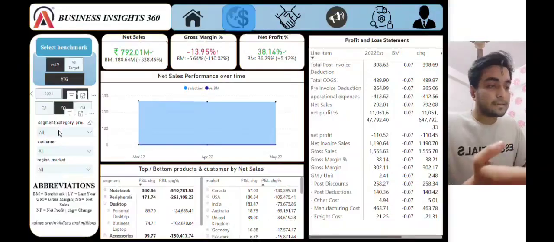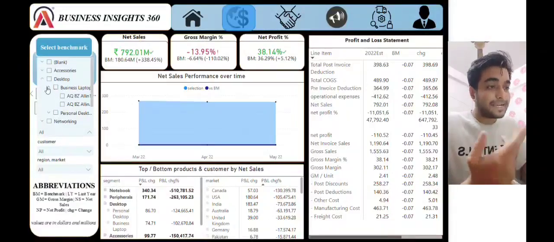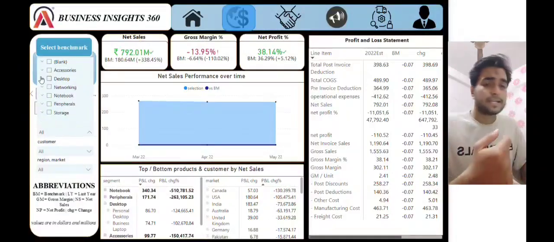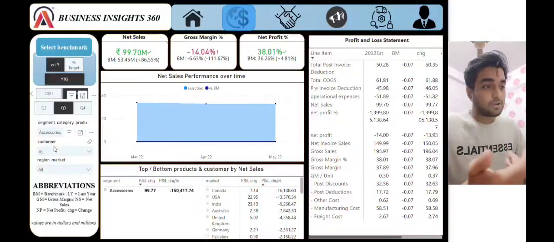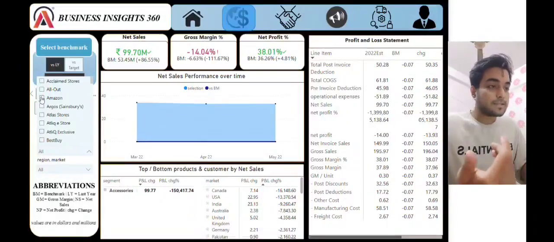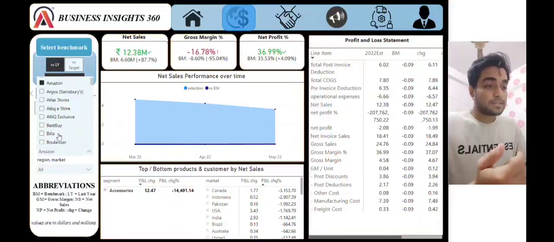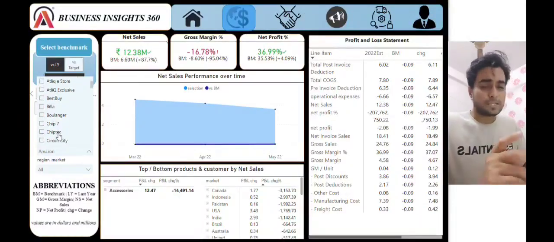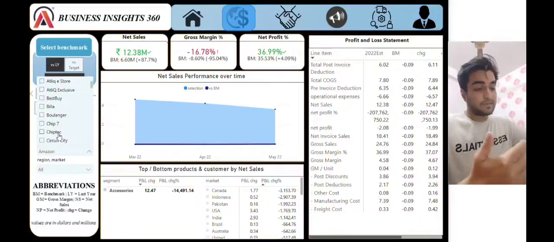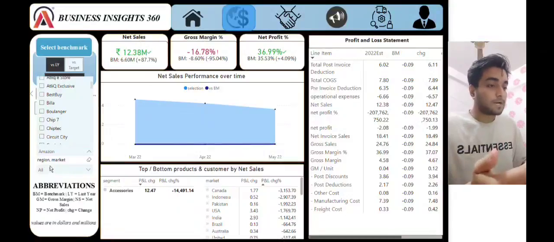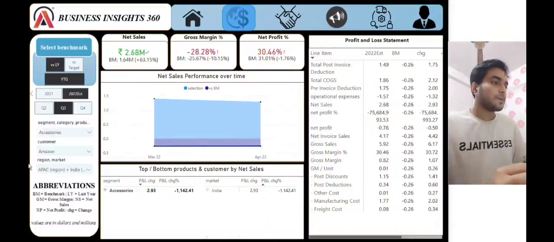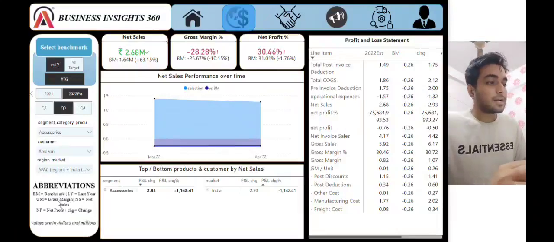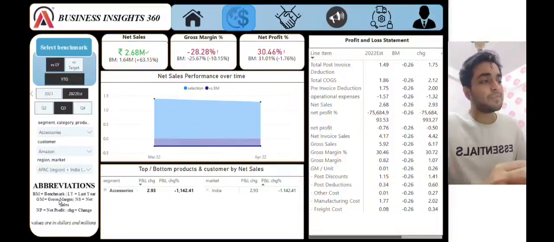You can go with any other customers or Atliq Exclusive. We've got Atliq e-stores, we've got Chip Tech. Region, for which region we want to see the data. Since I'm in India, I'll select India. There are abbreviations given over here. What does BM mean? It means benchmark, specific required target, last year gross margin, net sales, net profit, and CHG means change. Now below the KPI cards, we've got a beautiful graph of net sales performance over time.